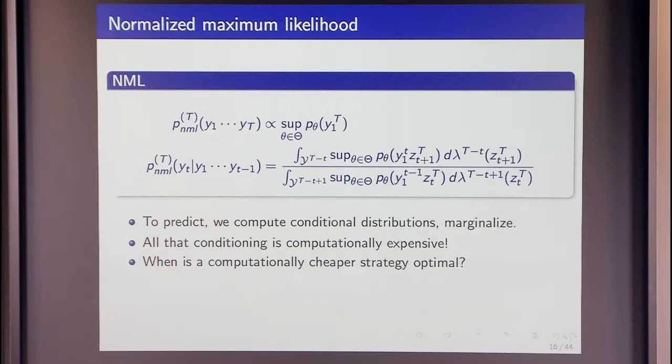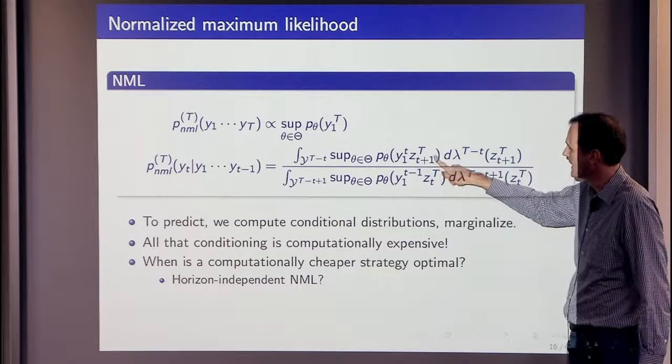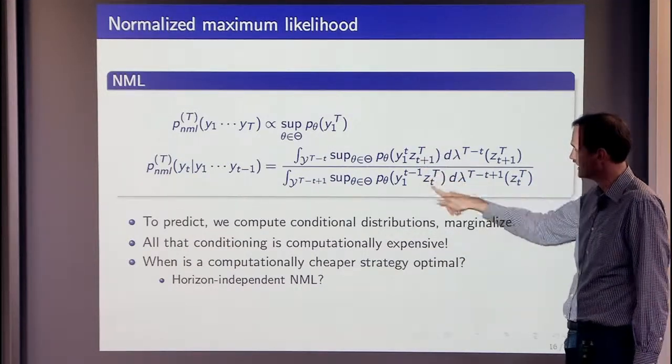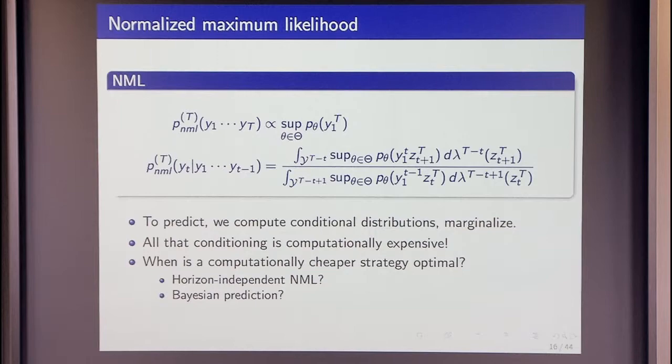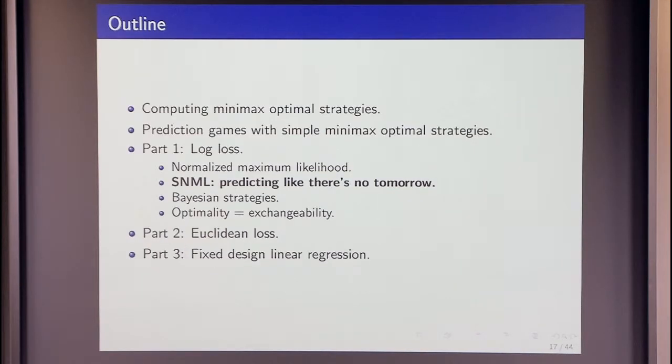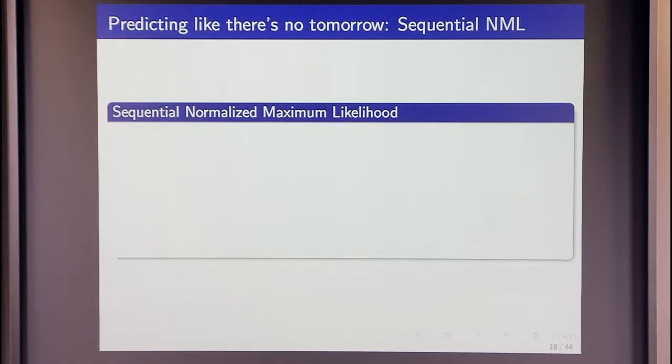And the two cases that I want to look at are versions of NML where we act as if we're at the last step, and so the integration that we need to do here is just over a single future outcome, so it's a simpler thing. And the other case is a Bayesian strategy. And so the first of these is sequential NML.